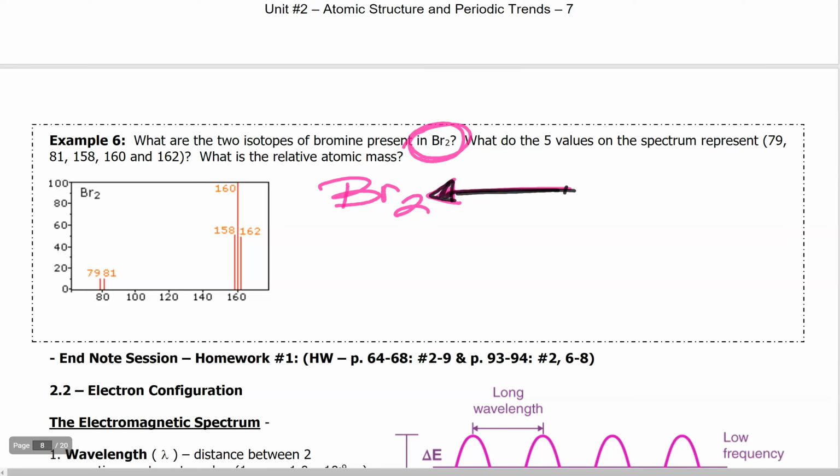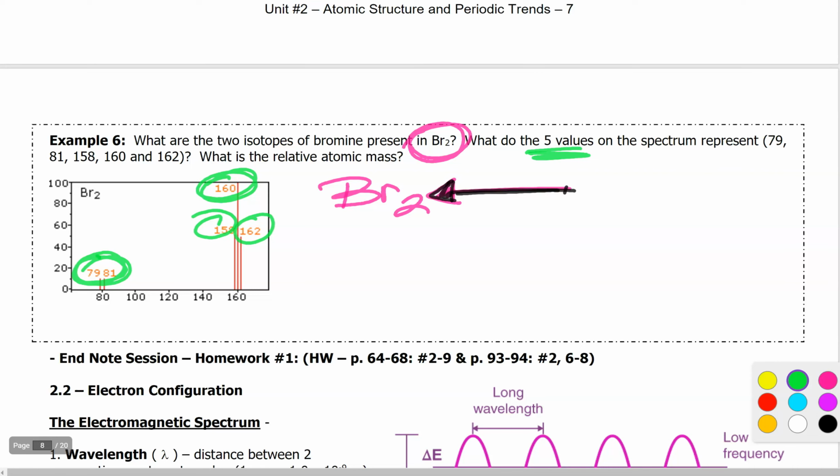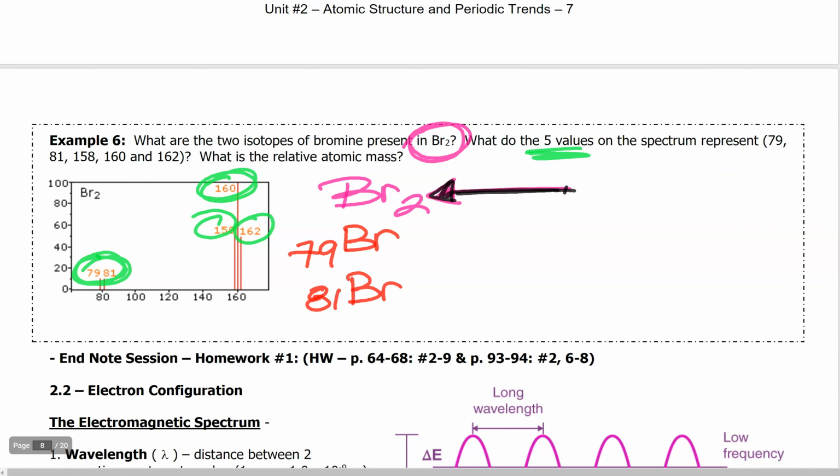So if we look at the data they gave us, it's a little squirrely. We've got data down here at 79 and 81, and then we also got a 160, a 158, and a 162. Well, what's going on here is that it says, what do the 5 values represent? Well, they represent bromine in all of its different combinations. Let's erase that and do it the correct way. You would have a bromine 79. You would have a bromine 81, and those are atoms.